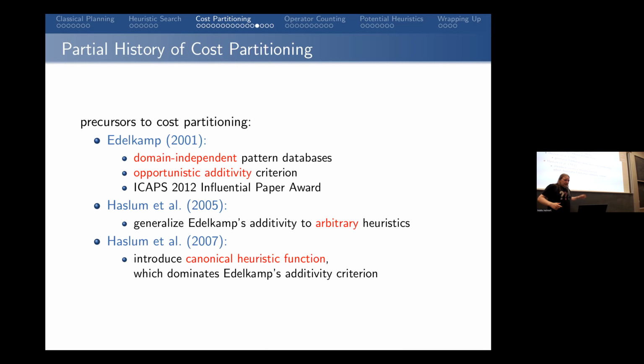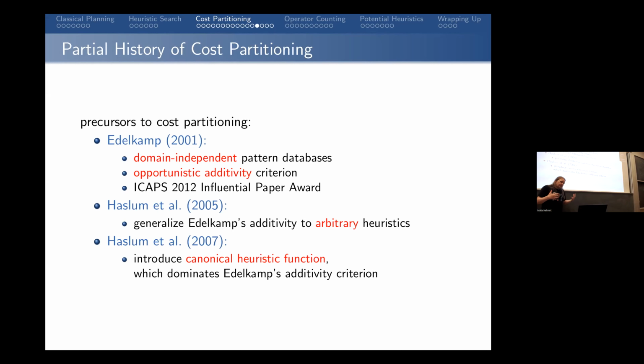And this paper, so ICAPS is sort of the core conference in the area of planning. It has this test of time award, where a paper can get an award like 10 years later for being really influential. So this was one of the papers that got this award 11 years later, because it was hugely influential. Not so much for this additivity criterion, more for taking pattern databases to this domain-independent world.